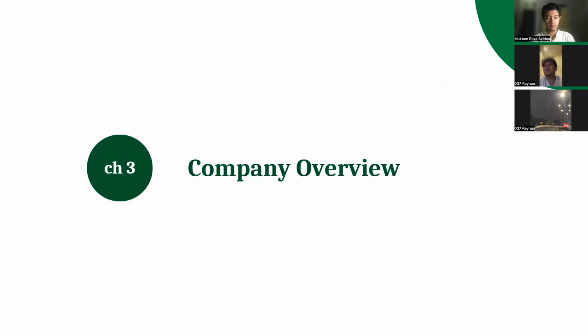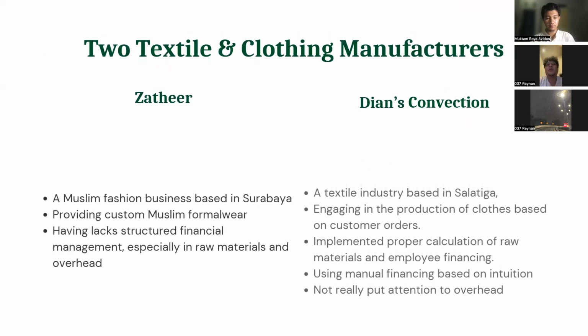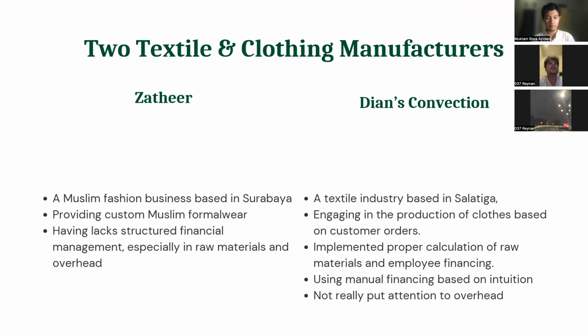The next chapter is chapter 3, which is the company overview. We chose two textile and clothing manufacturers, Zatheer and Dian's. Zatheer is a Muslim fashion business based in Surabaya, and they provide custom formal wear for Muslims, but they can produce for others.